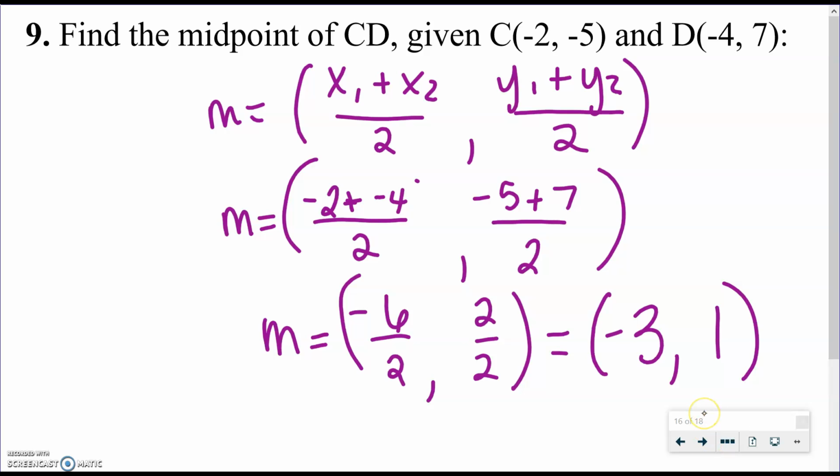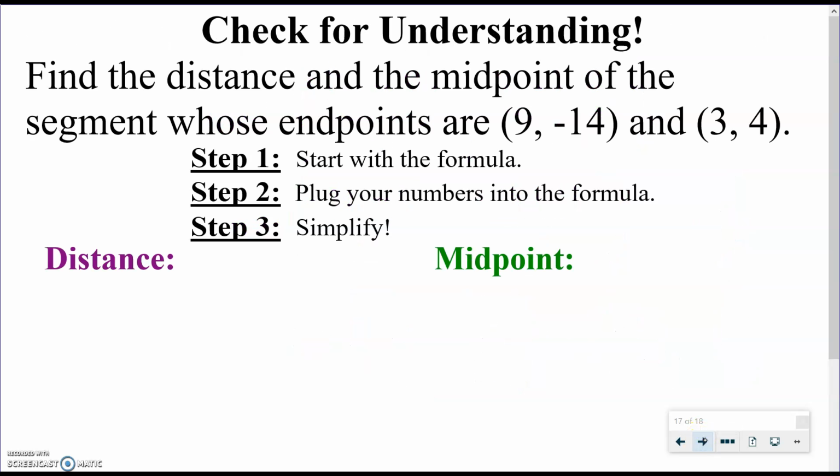If we graphed these two points, the middle of those two points would be that point right there. So between C and D, exactly halfway is -3, 1. Now I'm going to pause this. Try to find the midpoint and the distance formula, and then come back and check and see if your answers are correct.